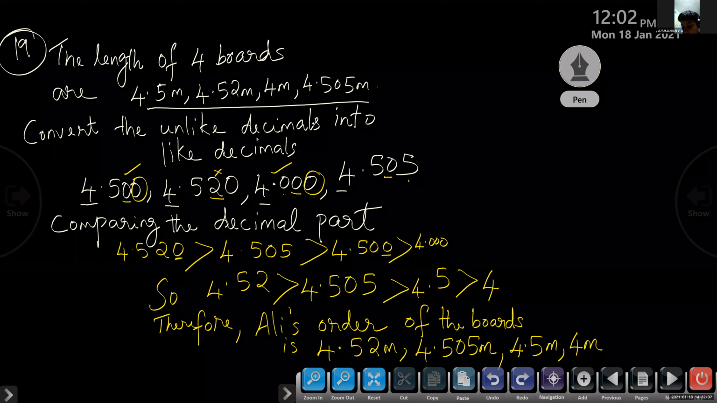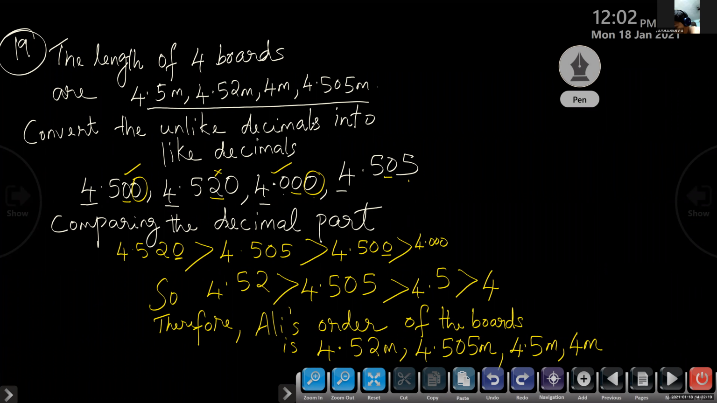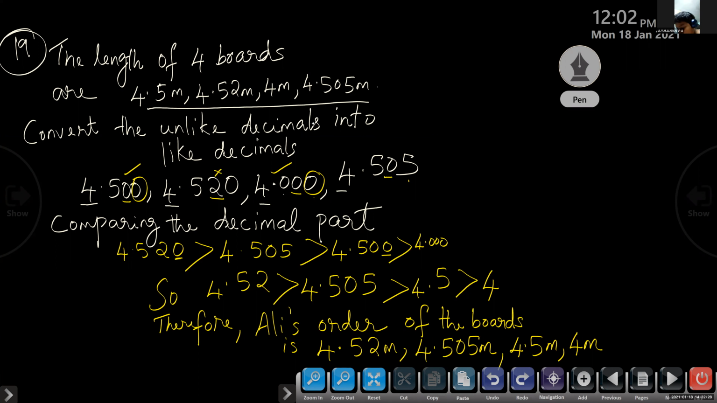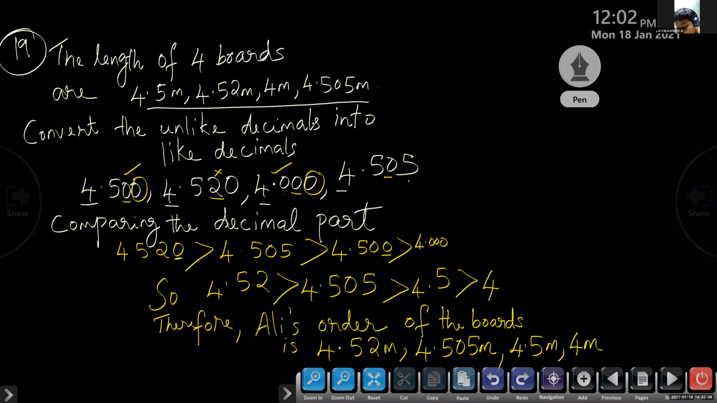Kishan wrote down the lengths of a few sticks as 32.40 centimeter, 23.124 centimeter, 23.523 centimeter, and 65.763 centimeter. He arranged the sticks from the shortest to the longest. He also arranged them in the other way. Find the longest and shortest lengths of sticks.